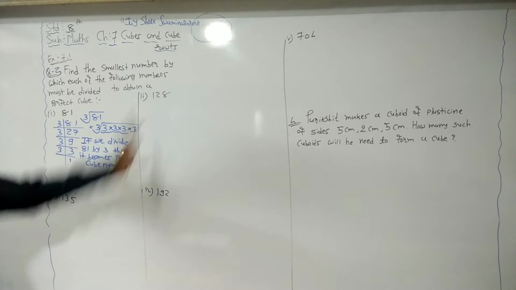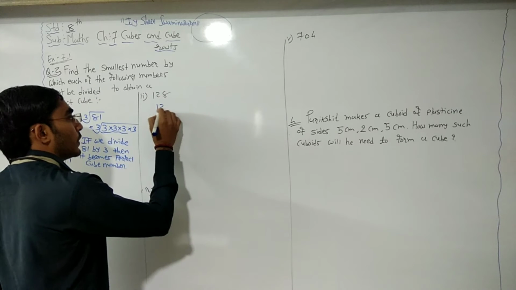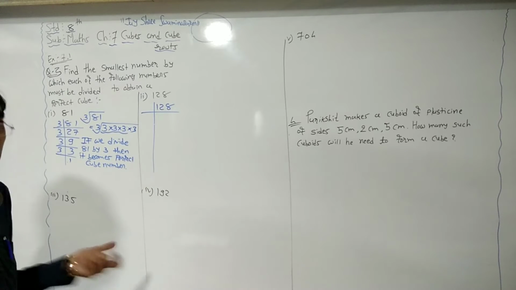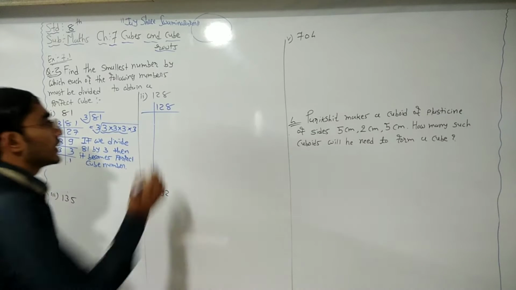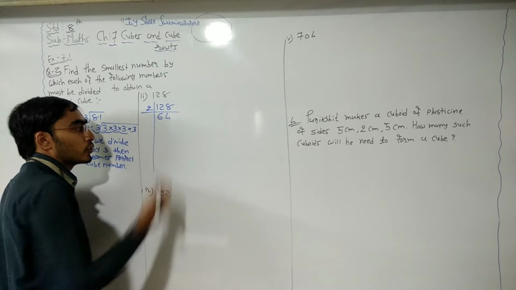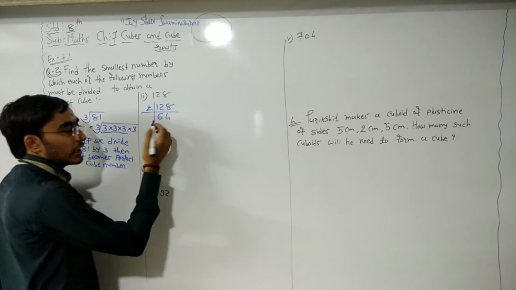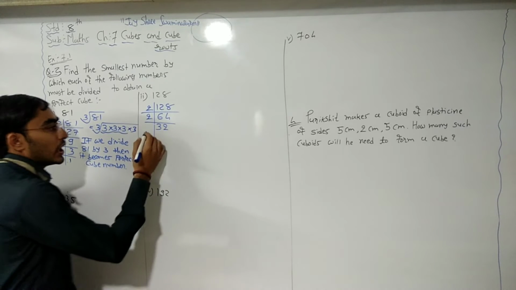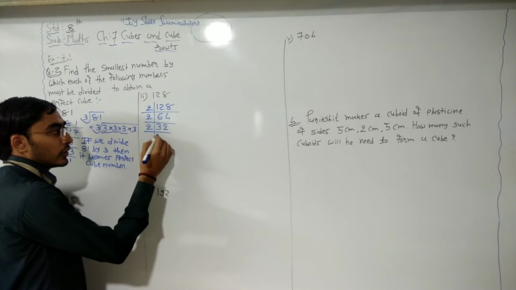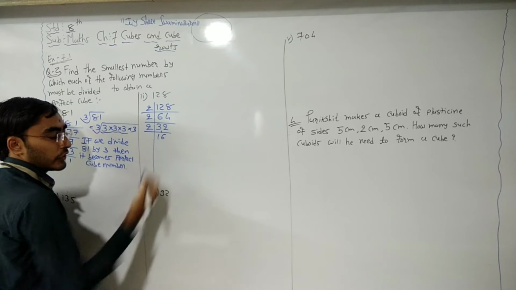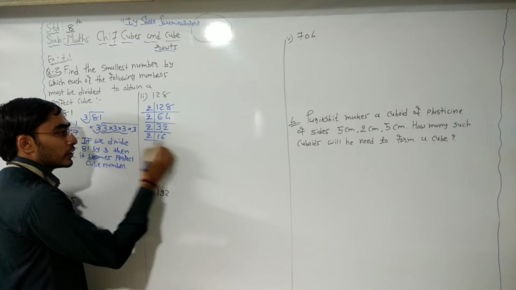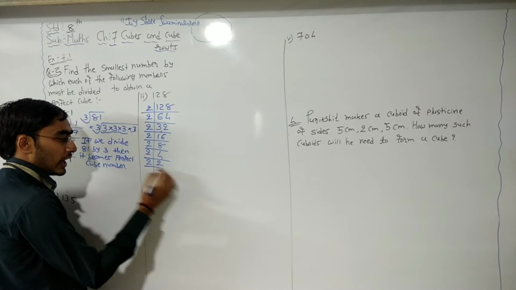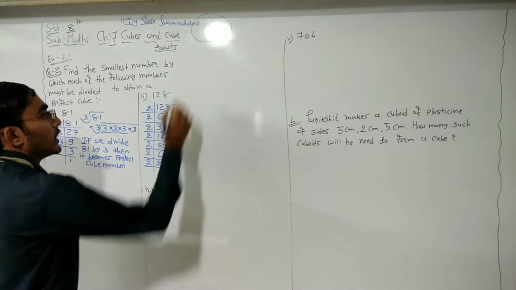Now the second question, 128. Use the prime factorization method here. For 128, this is an even number, so we can take 2. 2 64s are 128, 2 32s are 64. Again this is an even number, so 2 16s are 32. For 16, we know that 2 8s are 16, 2 4s are 8, 2 2s are 4, and 2 1s are 2.